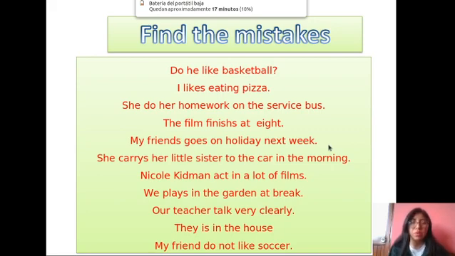And what is your homework? You have to find the mistakes in those sentences, okay? So you have 1, 2, 3, 4, 5, and 6 sentences, okay? So that is your homework. I am going to put the instructions on the platform, okay?